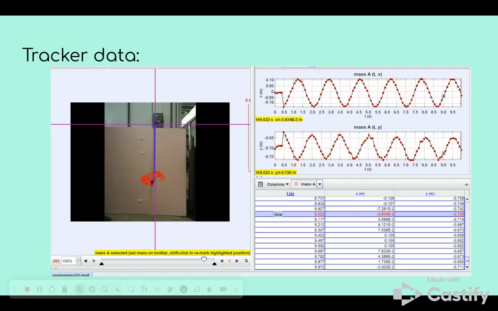This slide shows the Tracker data. We tracked it step by step to increase data accuracy from the given video. These graphs show the position in both the x and y directions versus time in SI units.